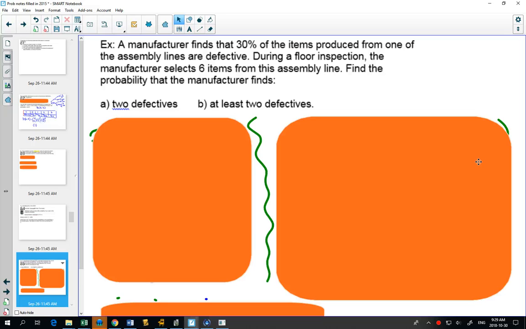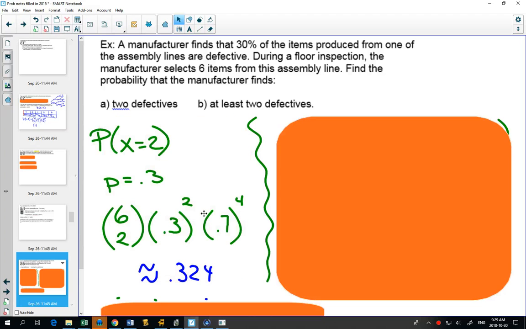One of the things we have to get good at in this unit is recognizing that this is a binomial distribution. We can recognize that because A, there's a fixed number of trials, in this case 6 items taken from the assembly line. B, there's a success and a failure: it's either defective or not defective. With that, I want to find the probability that x equals 2. The probability of success, and here success is getting a defective one, is 0.3. So from my formula, I can do 6 choose 2, 0.3 to the 2, 0.7 to the 4.